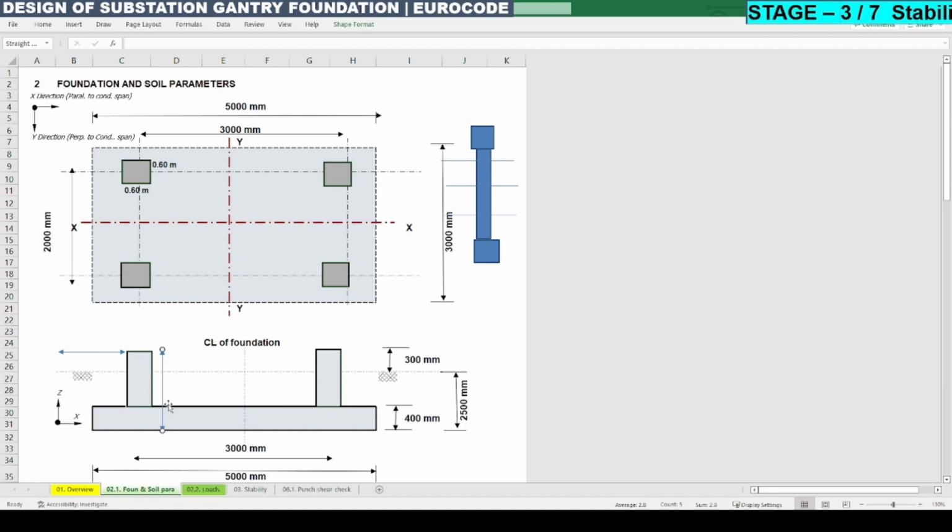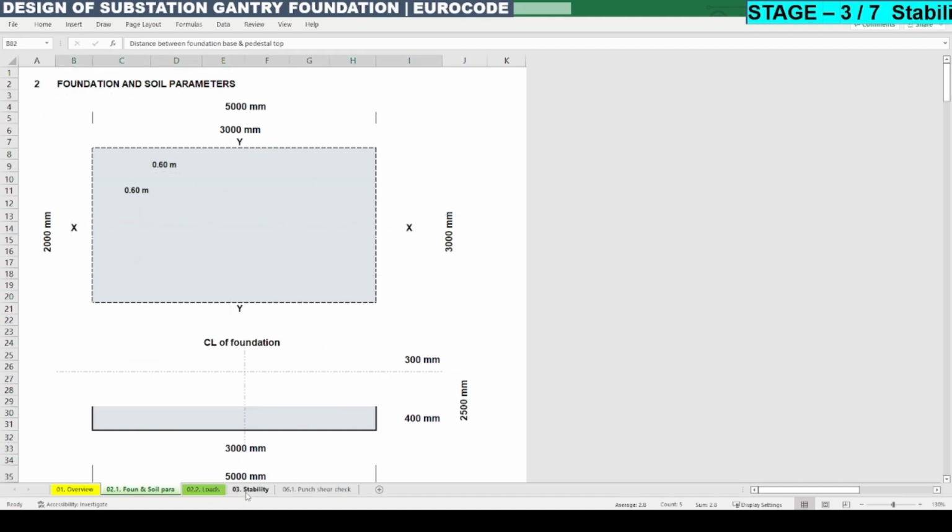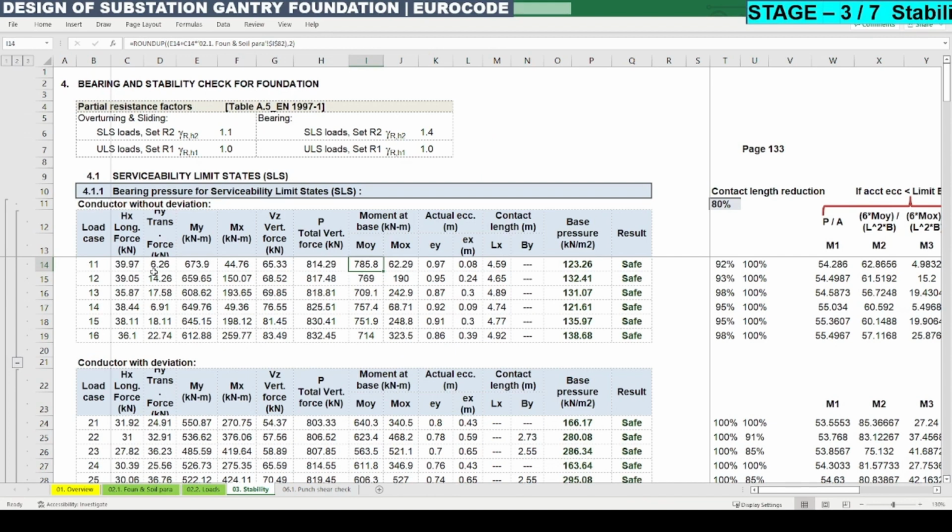That is why we are adding this bending moment caused by the horizontal force to the structural bending moment: My plus horizontal force Hx into the total distance of the foundation from top to bottom. Similarly, for the x direction we also need to consider Hy into the vertical distance of the foundation.